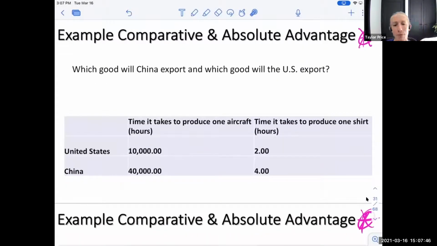There's another example that I wanted to go through. I think this example is a little more complicated, but it's good to work through it as well. It's a similar setup, but here it gives you the time it takes to produce one aircraft in hours and the time it takes to produce one shirt in hours. The question is asking which good will China export and which good will the US export? I think this is a problem from one of the Cengage examples.